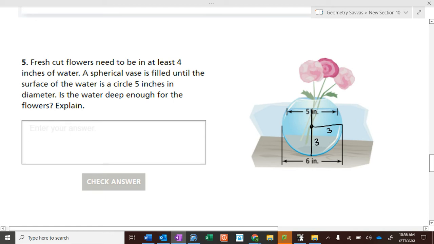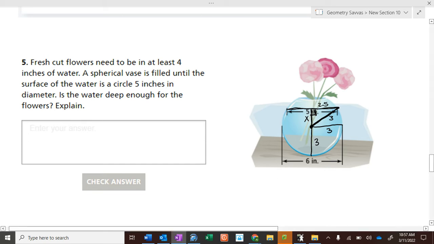So we need to know the distance from here up to the water, right? Just to make sure that that's 4. Well, how do we figure that out? Well, I know the distance across this is 5, right? So this is a right angle, so this is 2.5. If I only knew this distance right here, then I'd have a triangle. Do I know this distance right here? Yeah, it is 3. If this radius is 3, then this radius is 3 because this radius is 3. Every radius is 3. Okay?